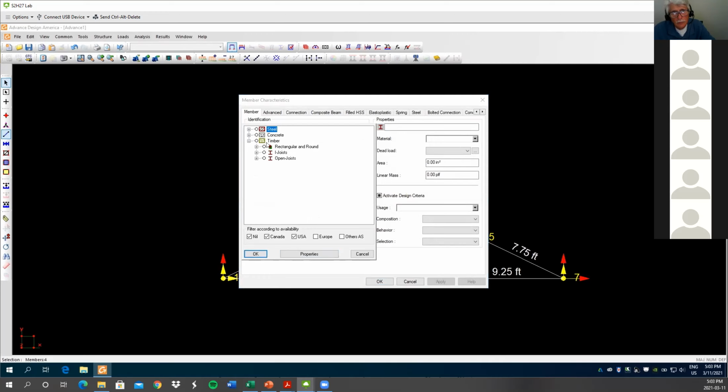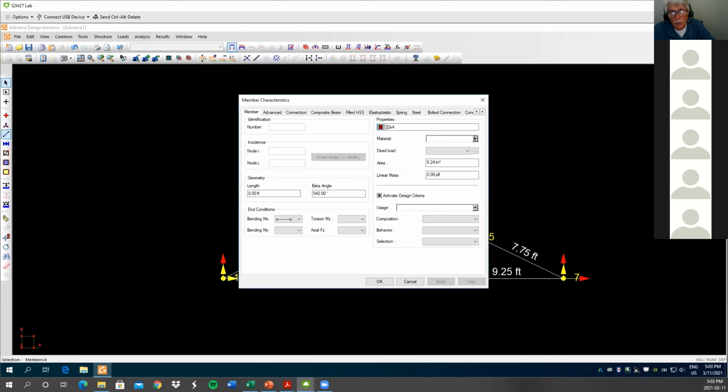Timber, rectangular, round. Rectangular, that's it. I'm sorry, the first one. Yeah, the first one. That's it. So this is a 2-inch, right? Yeah, it was 2 by 4. Okay, they even go down to 2 by 2, right? 2 by 4.